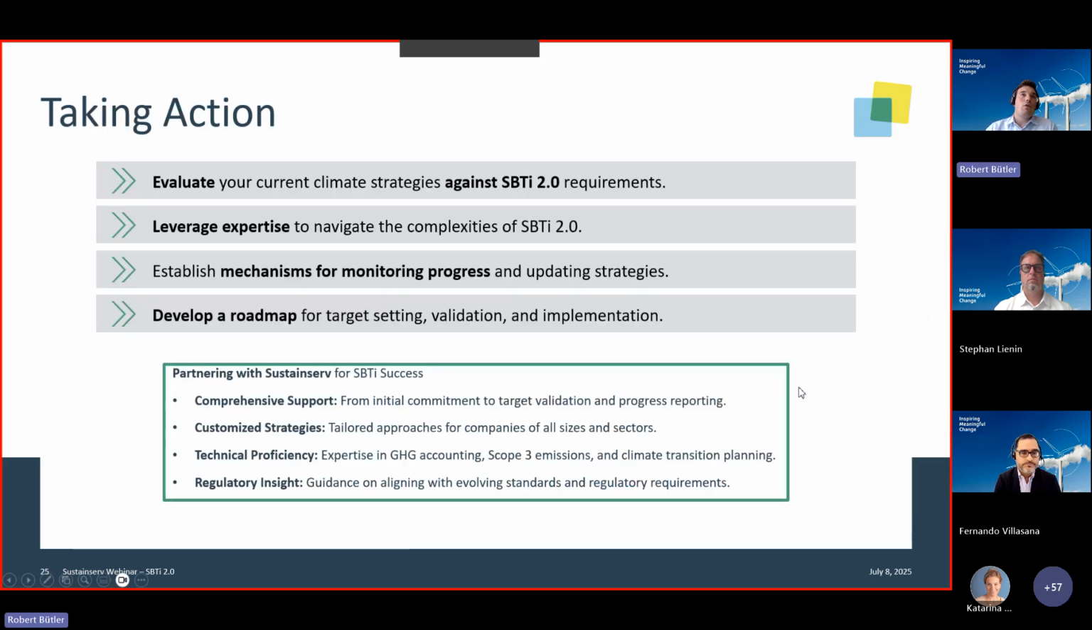This brings me to the key takeaways of the SBTi 2.0 section. Evaluate your current climate strategies against 2.0 requirements. It is complex, so try to understand with help of the SBTi 2.0 requirements, leverage your expertise, but also make use of your current knowledge of SBTi 1.2 that is currently out there and being used, since it builds up on that. Establish mechanisms for monitoring progress, as mentioned before, climate transition plan, big topic, and also then in the end develop a roadmap for actually approaching these SBTi 2.0 commitment, submission and validation phases.